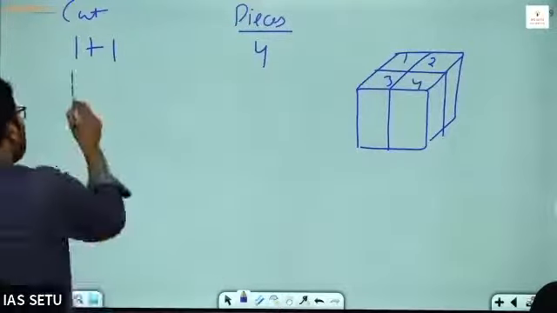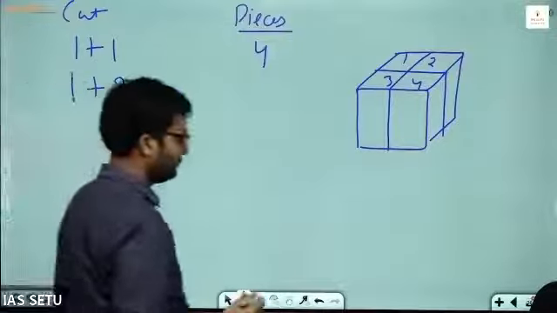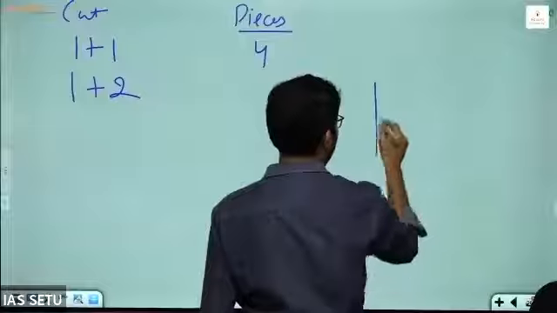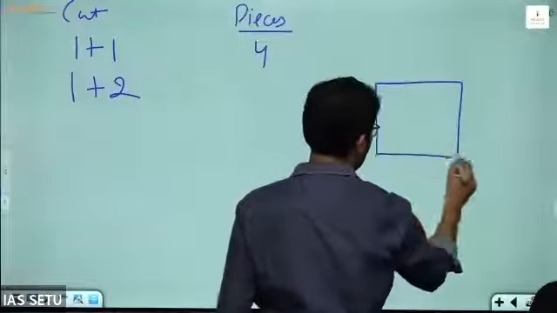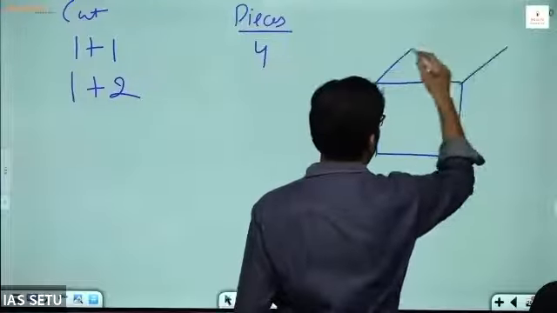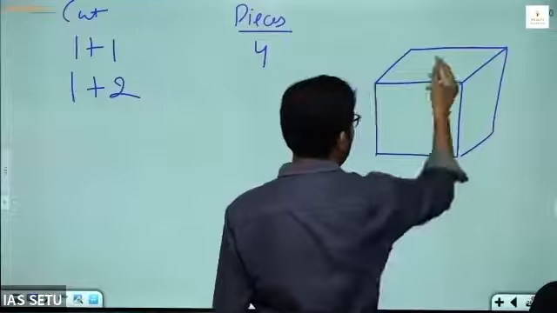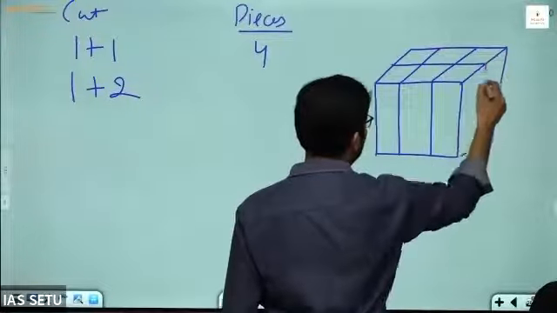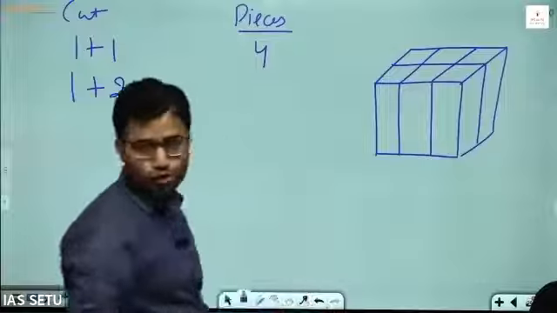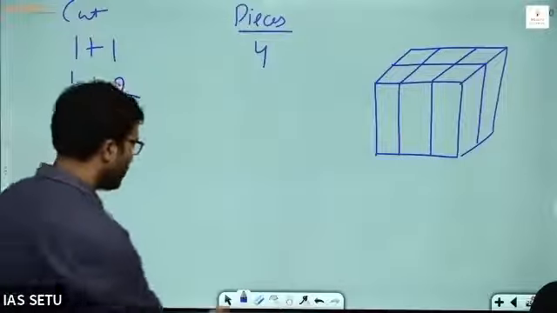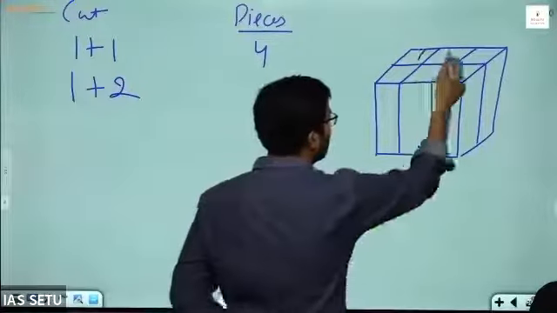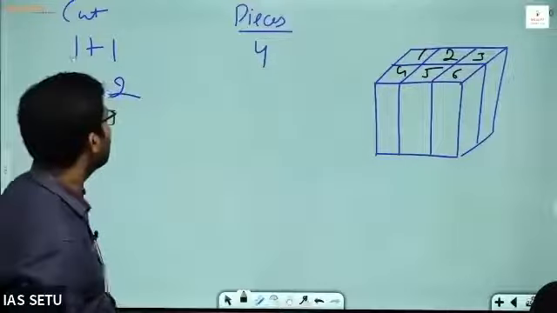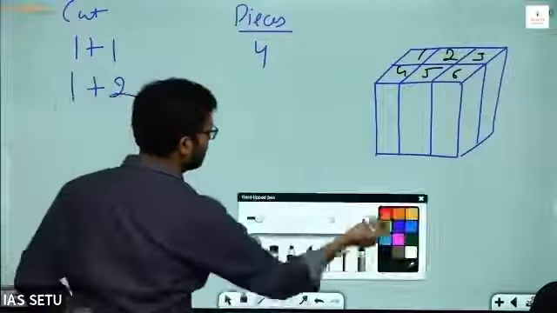Next I will put 1 plus 2 cuts. Like this is 2 cuts, 1 and 2, and this is cut number 3. 1 plus 2 cuts. So how many pieces do we get here? 6. 1, 2, 3, 4, 5, 6. 1 plus 2 cuts give us 6 pieces.